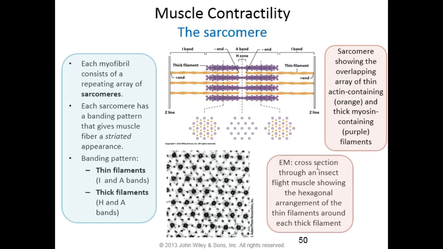Electron micrographs of cross sections through the insect flight muscle down here show the hexagonal arrangement of the thin filaments around each thick filament. So the thin are the I and the A, and the thick are the H and the A.